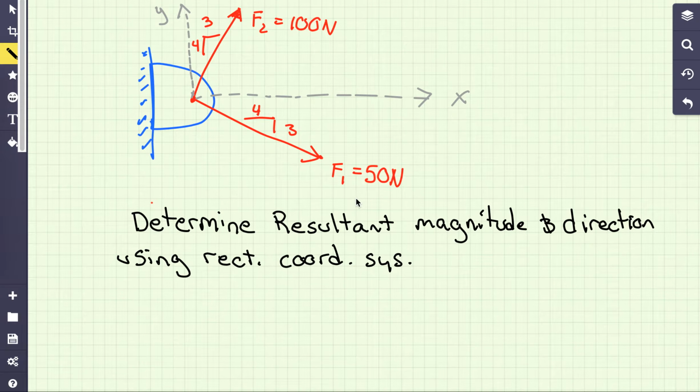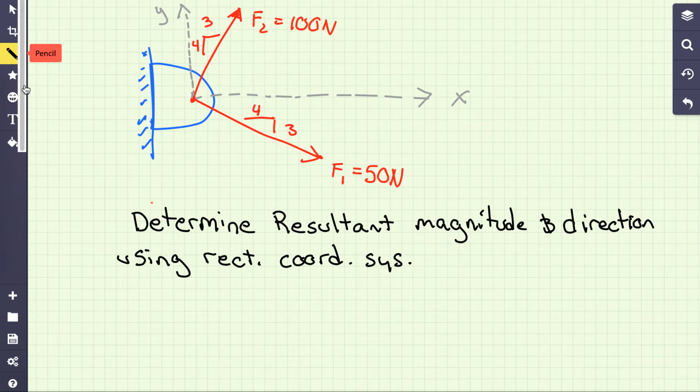Well, welcome. In this video we're going to learn how to add resultants, or determine resultants, from different forces in a rectangular coordinate system, and also use their magnitude and direction. So first and foremost, we have these two forces acting on a point.